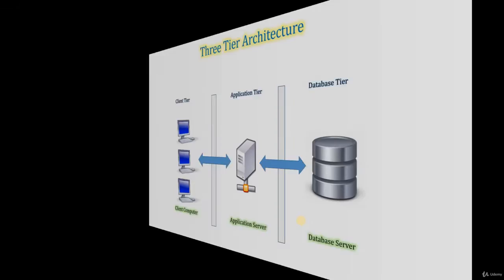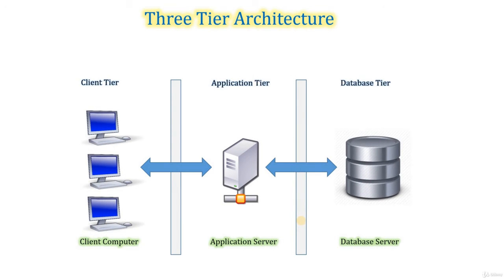The third type of architecture is the three-tier architecture. This is the mostly used, widely used architecture. It consists of three different types of layers: the top, middle and the bottom layer.